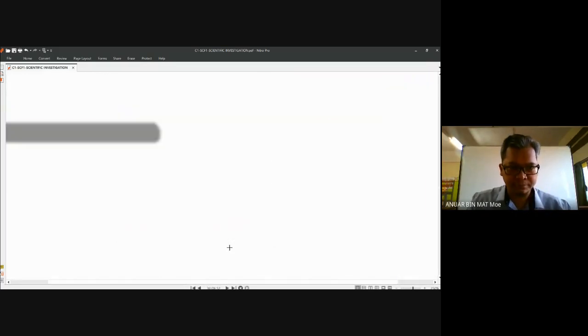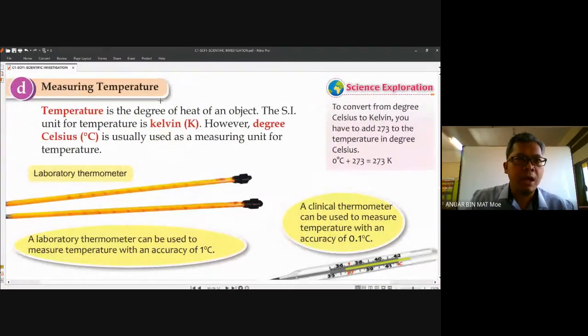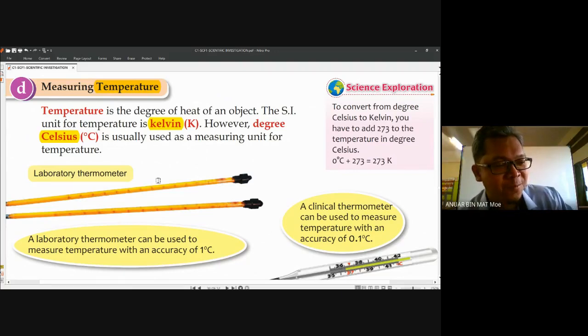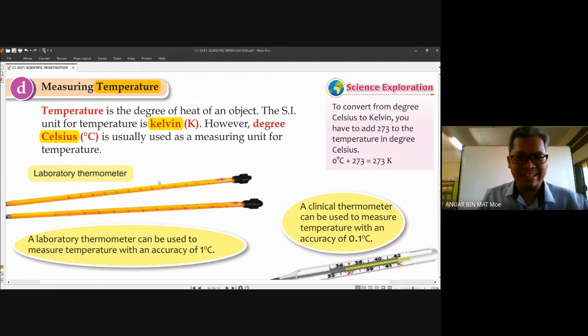How about you want to measure the temperature? SI unit is Kelvin, but in Malaysia, we use Celsius. Okay, there are many other unit of temperature, but SI unit is Kelvin. Can you tell me what is the unit used in America, in USA? Anybody? The temperature.